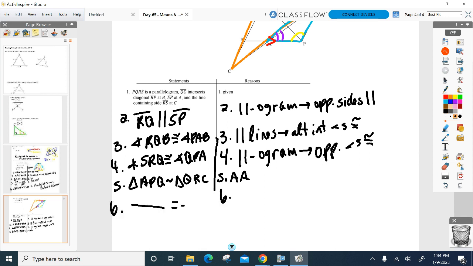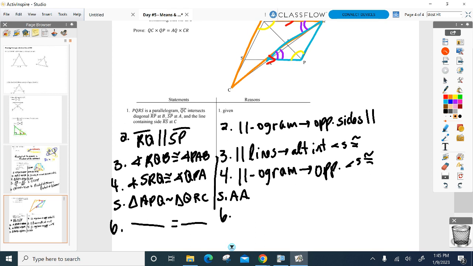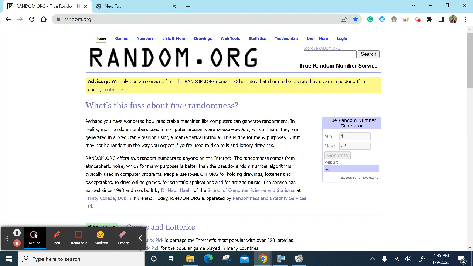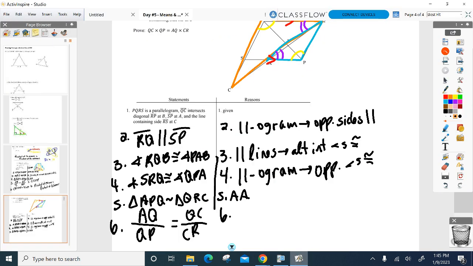Again, you can't use means and extremes unless you have means and extremes, so I'm going to ask somebody to get a nice proportion here for me. Good proportion here. AQ over QP is equal to QC over CR. I like it. Reason why the sides are in proportion again: CSSTP. And finish it off with your means and extremes, everybody.